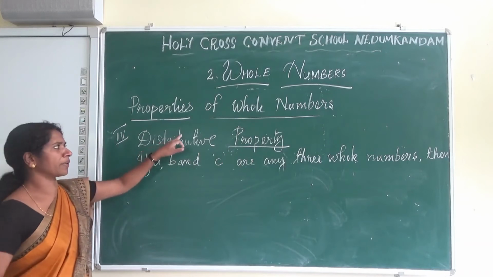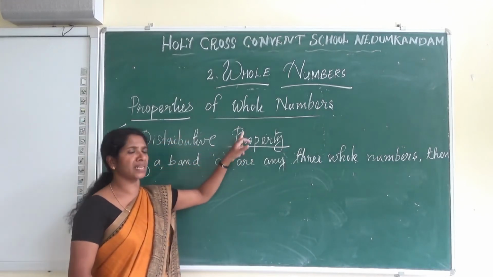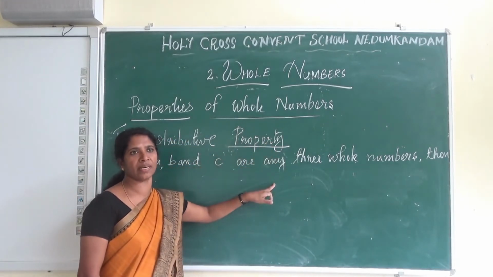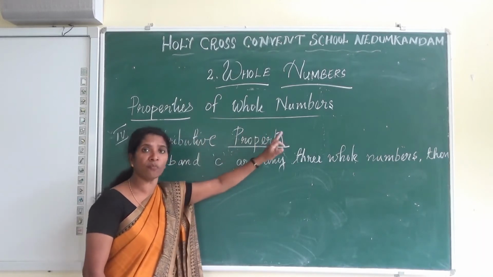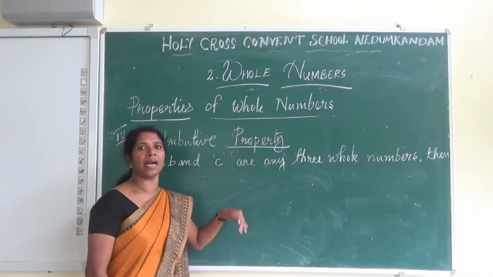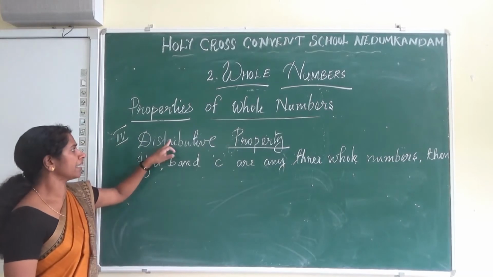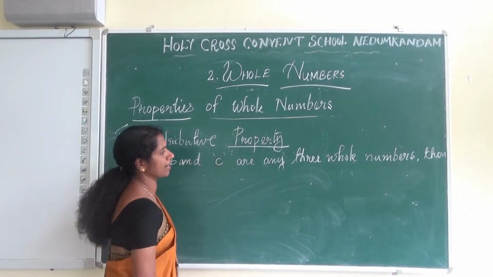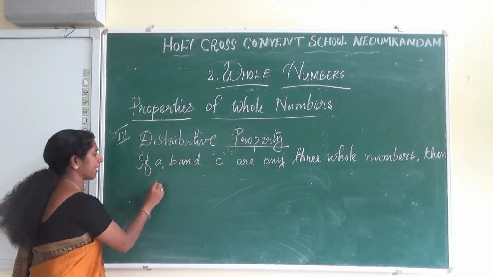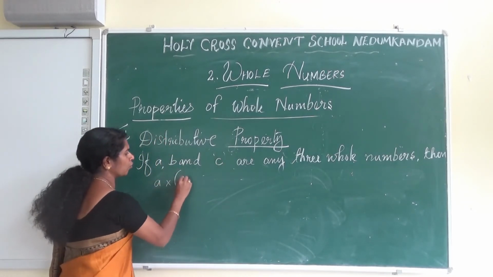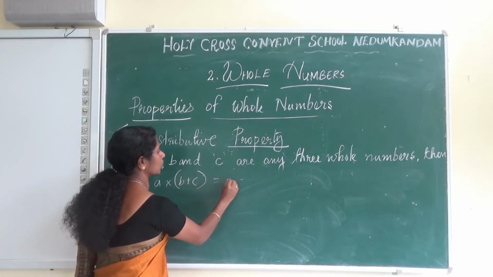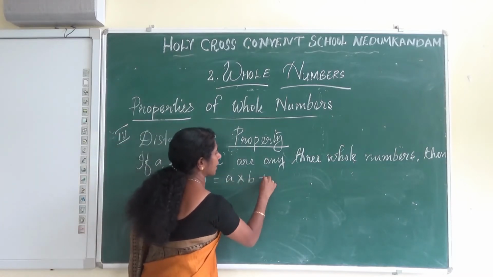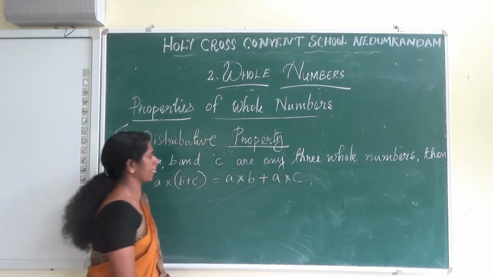And the distributive property of multiplication under addition and subtraction is there. The distributive property says that if A, B and C are any three whole numbers, then A into (B plus C) is equal to A into B plus A into C.